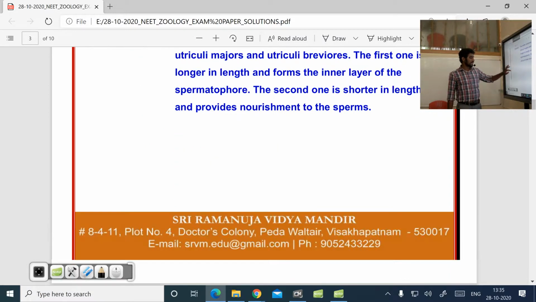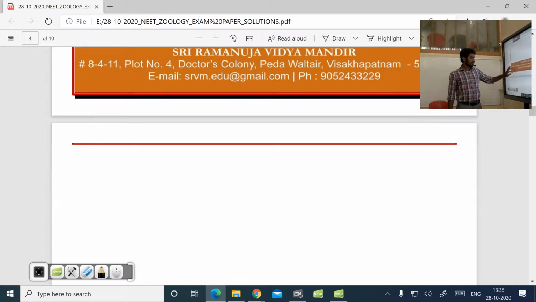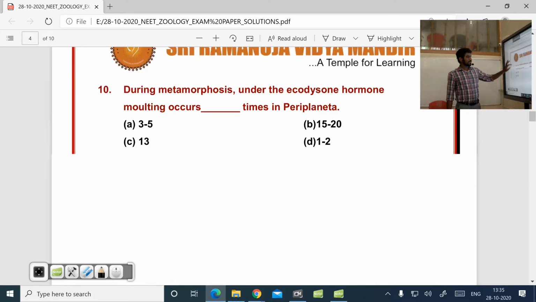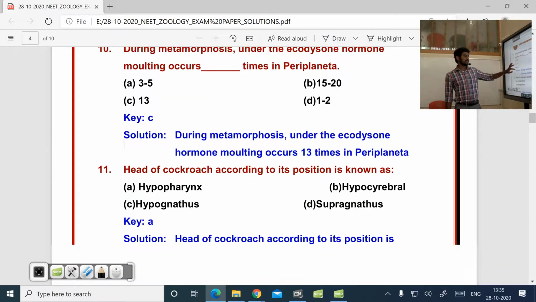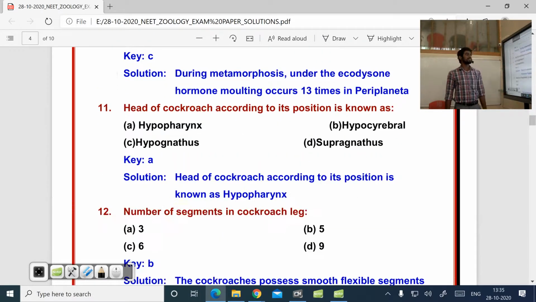Let us see another question. During metamorphosis, under the ecdysone hormone, molting occurs. How many times? 13 times in Periplaneta americana. This is a direct question from the NCERT, right? I hope you understand this. Next one: the head of the cockroach, according to its position, is known as hypognathous. This is the correct option. This is also NCERT only.